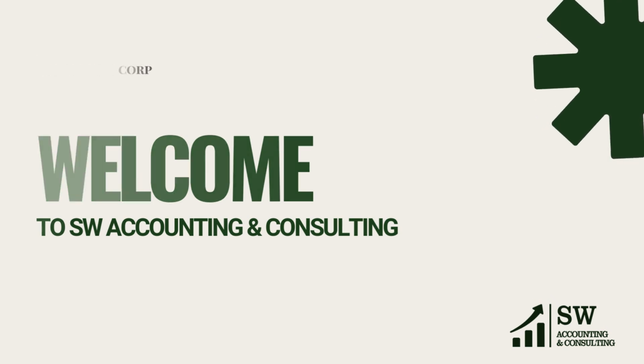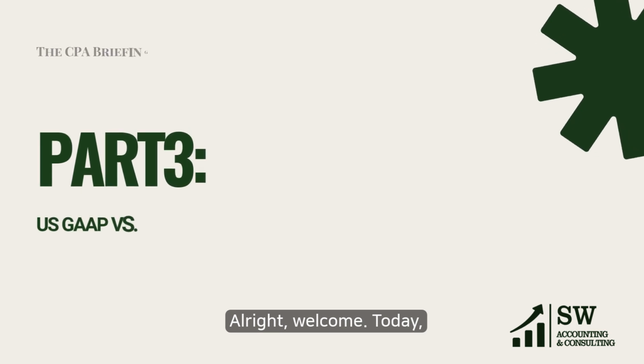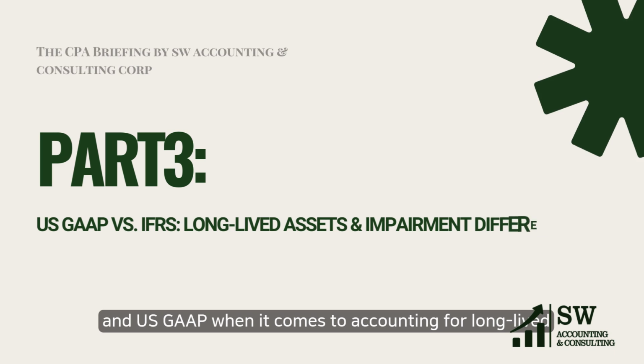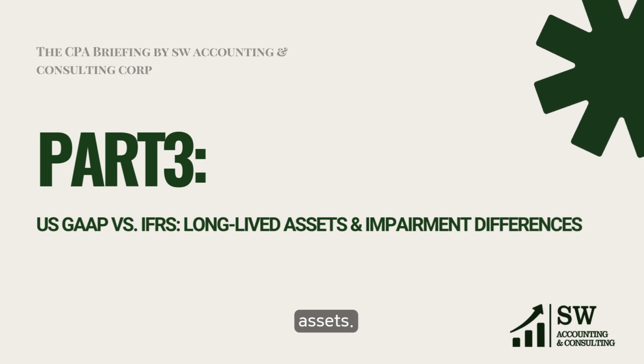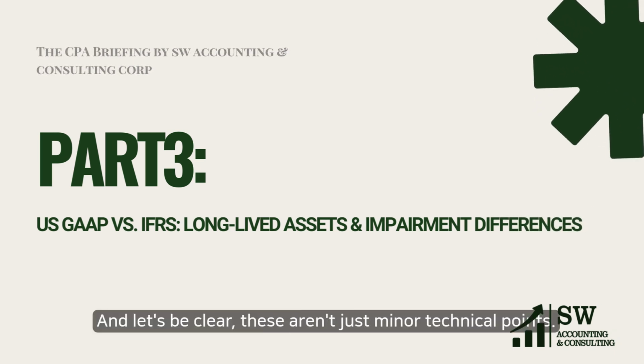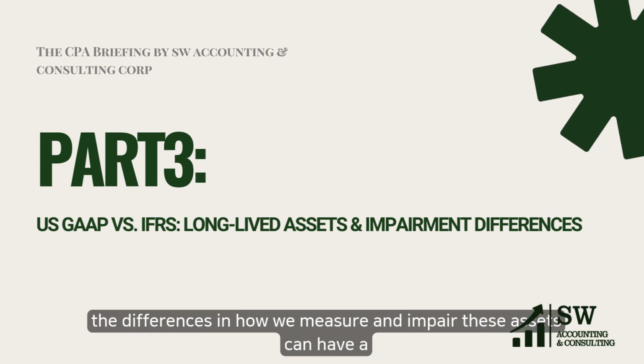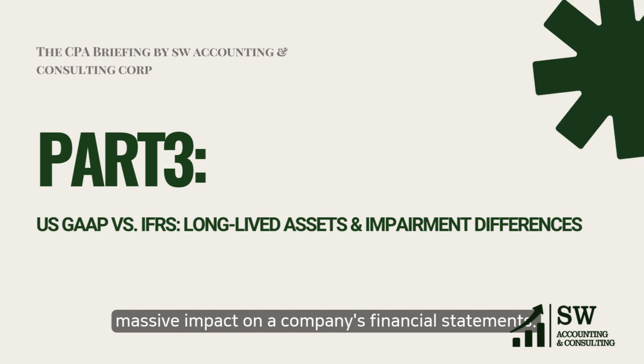All right, welcome. Today, we're diving deep into the key differences between IFRS and U.S. GAAP when it comes to accounting for long-lived assets. And let's be clear, these aren't just minor technical points. As you're going to see, the differences in how we measure and impair these assets can have a massive impact on a company's financial statements.